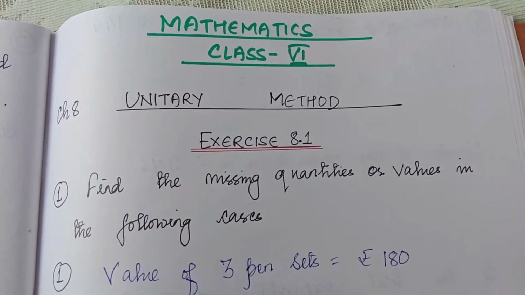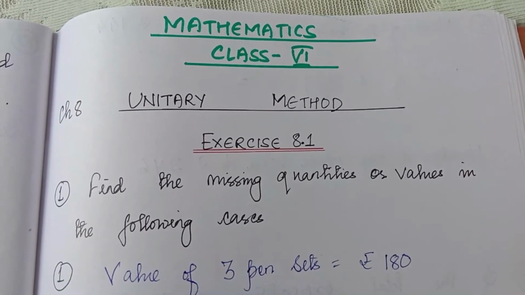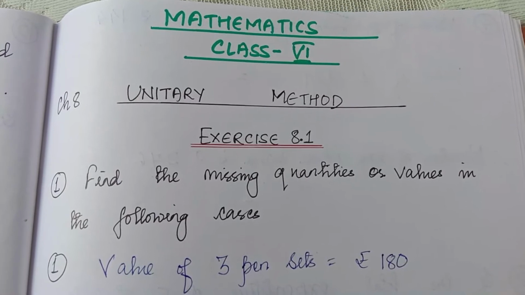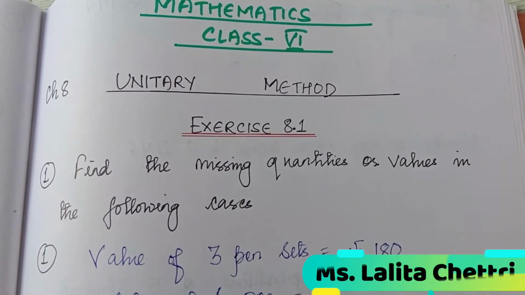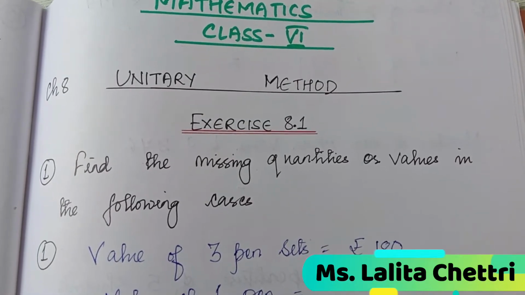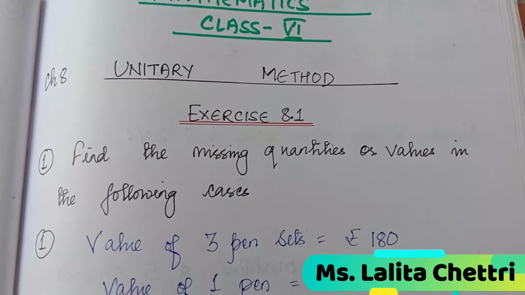Today I'm going to start a new chapter, chapter 8, Unitary Method. First, exercise 8.1. In the book, in the first question, one table is given where the values and the quantities are given.